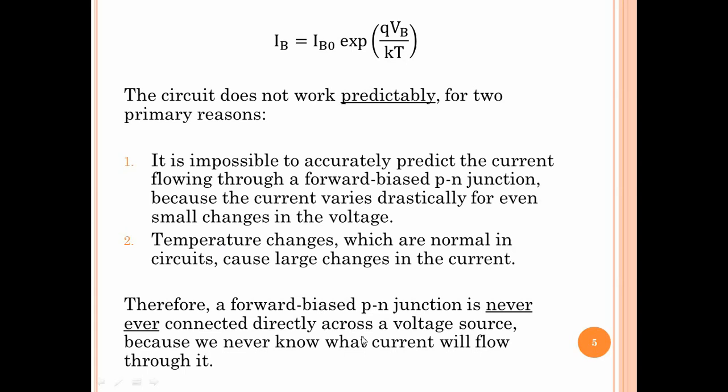Therefore, for both these reasons, one never ever connects a forward bias PN junction directly across a voltage source, because if one does, one never knows what the magnitude of that current will be. It is extremely unpredictable. So our design one circuit really just doesn't work.